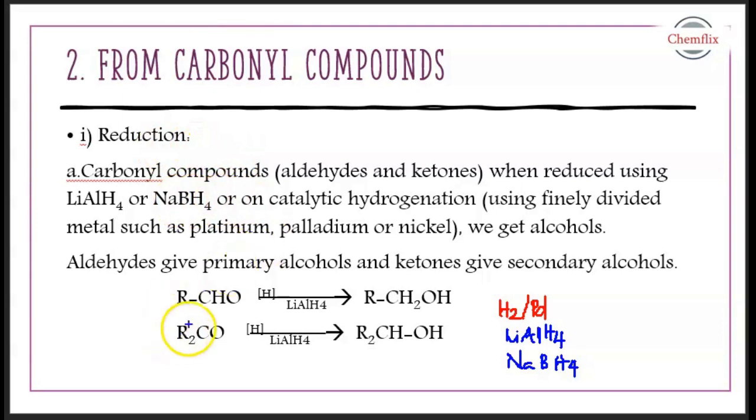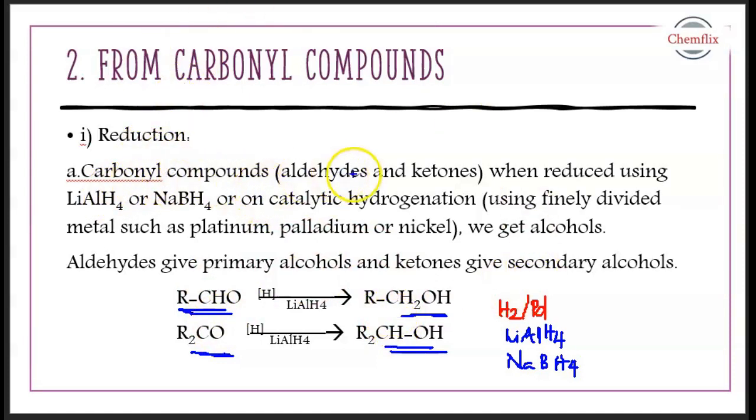When we take a carbonyl compound and reduce it, you will get the corresponding alcohol. One thing to note: if we are taking aldehydes, then it will give primary alcohol, and if you take ketones, then you will get secondary alcohol. That is all. I will repeat here.